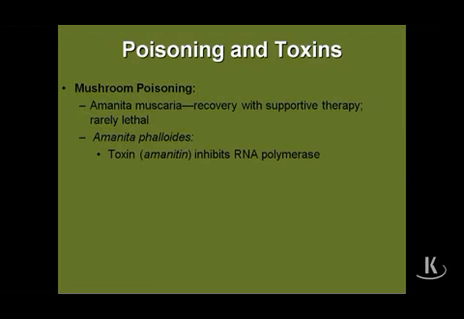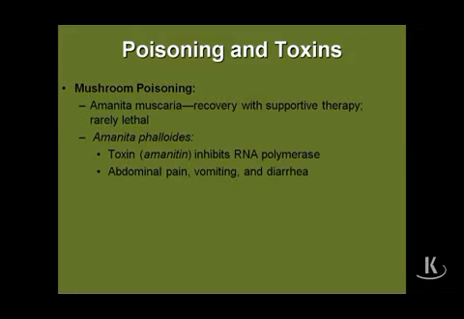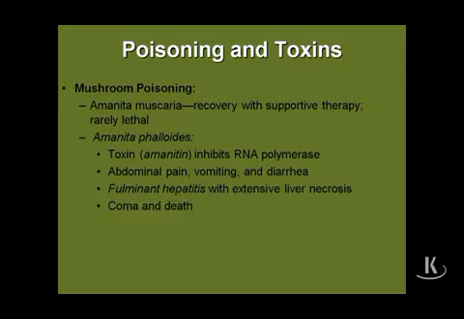Now, Amanita phalloides has an important toxin called amanitin that inhibits an important enzyme, RNA polymerase. And an organ, for example, that has a lot of RNA polymerase is the liver. So these patients can go into fulminant necrotic hepatitis and require a liver transplant. It can lead to abdominal pain, vomiting, and diarrhea, and again lead to massive hepatic necrosis, and then to coma and death.